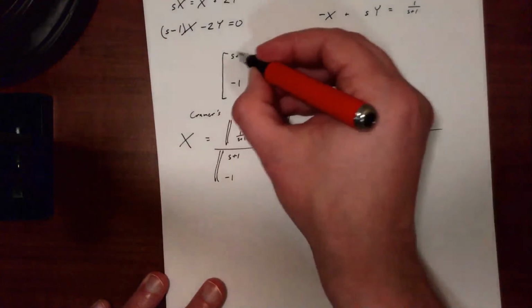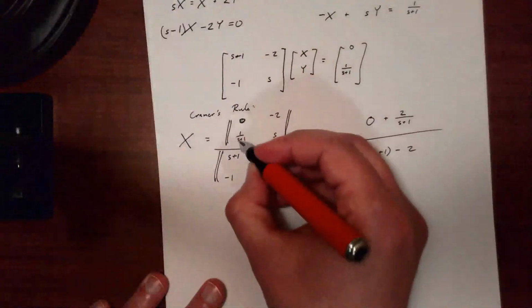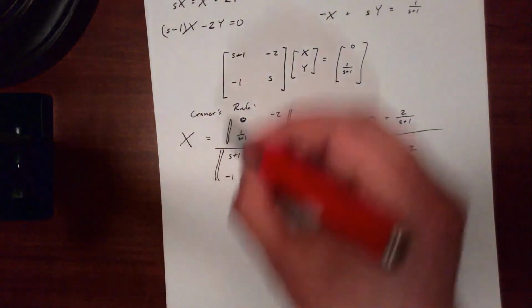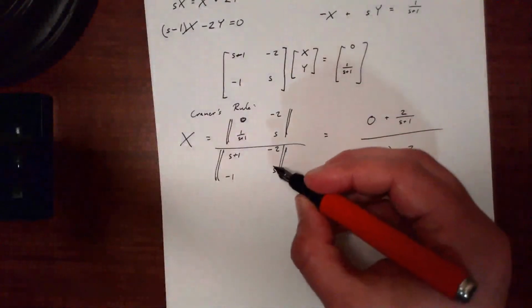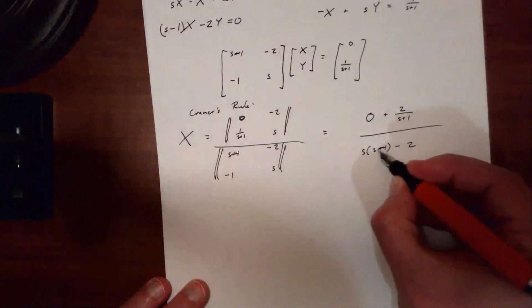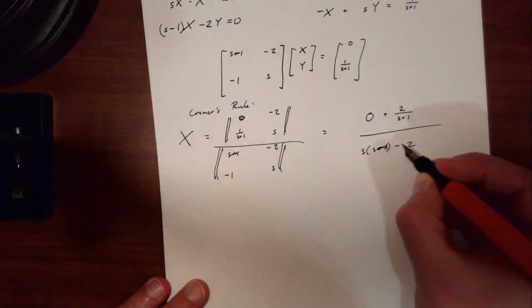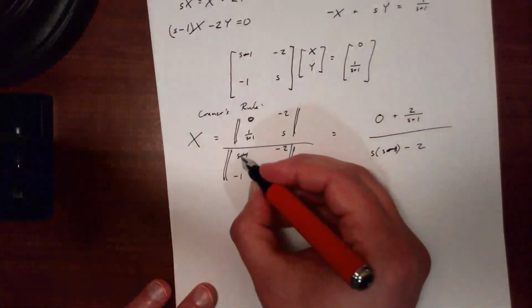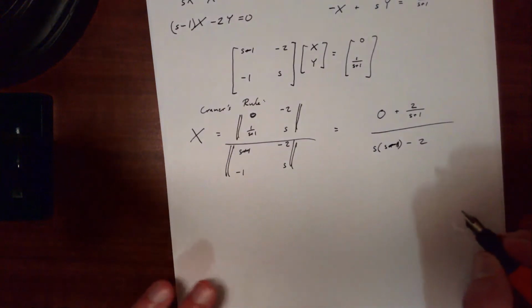Oh, hold on. Quick note. Over here, this was s minus 1, s minus 1, s minus 1 right there. Okay.